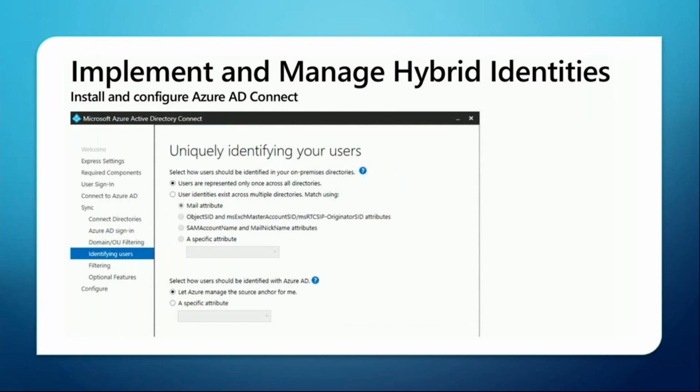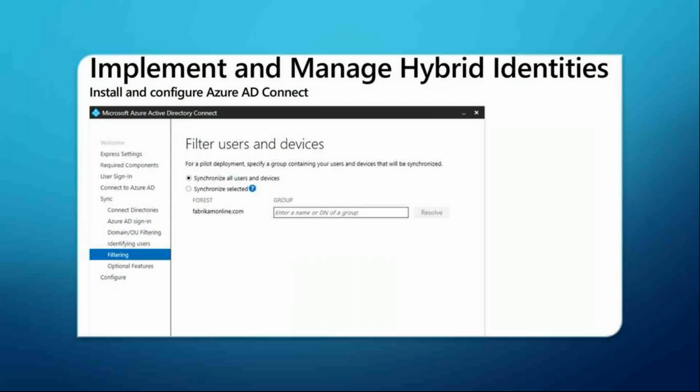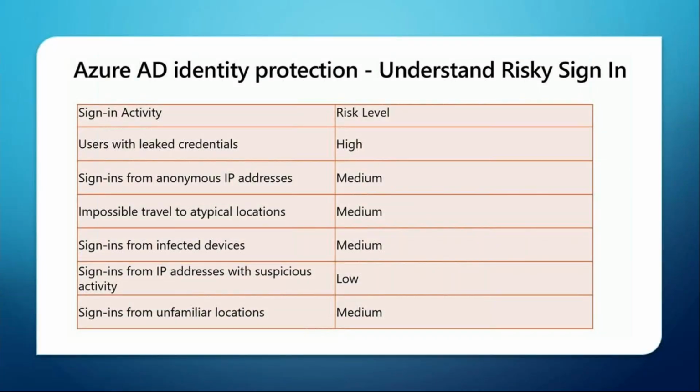Okay, identify users. We have to identify what sort of users we are talking about here, and then provide users, synchronize all users and devices. This is working at the same time. So with Azure Active Directory Identity Protection, why do we require it and how is it risky? These are the sorts of things we need to take care of. We have sign-in activity and risk levels.